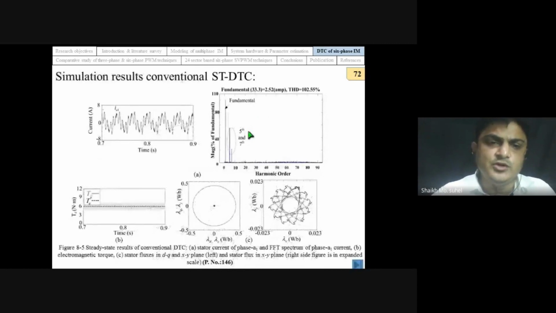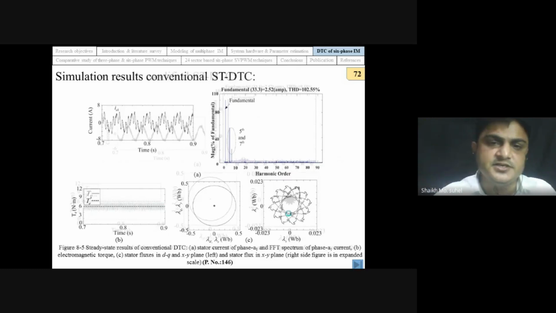So this is the simulation result of conventional DTC. In conventional DTC, we are utilizing only one voltage vector, and because of that it suffers from XY harmonics, or we can say 5th and 7th harmonics. This is the torque ripple. This is the flux. We can observe here that the stator flux on the XY plane has higher magnitude.